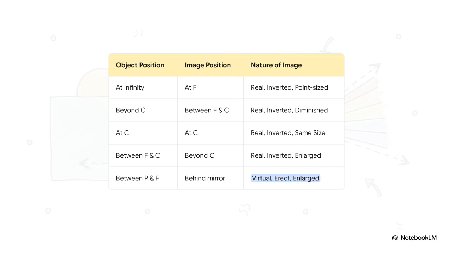Now, I know this table looks a bit scary, but please don't try to just memorize it blindly. Just try to see the pattern. As you bring the object closer and closer to the mirror, what happens? The image moves farther and farther away, and it gets bigger and bigger. But pay special attention to this last case. It's the most special one. When the object is super close between P and F, something magical happens. We get a virtual, erect, and enlarged image behind the mirror.